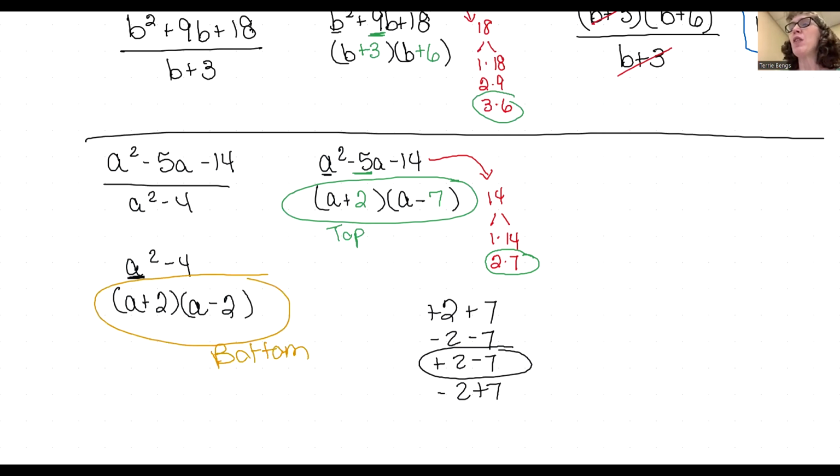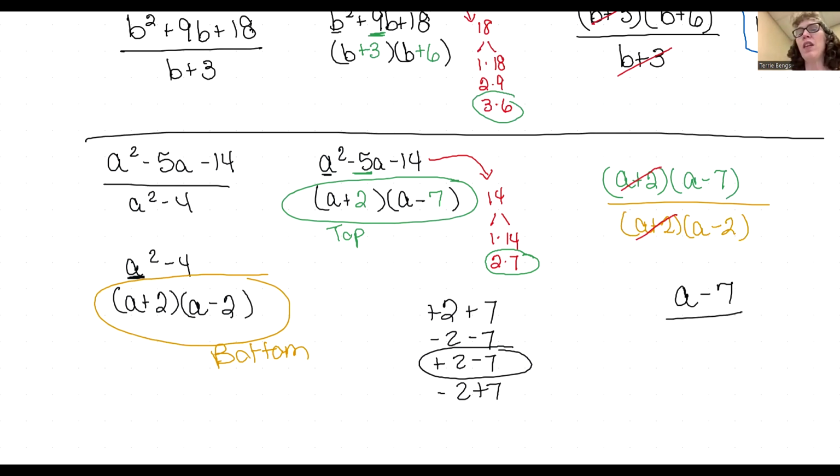So let's take our top over here. We have a plus 2 and a minus 7. And then the bottom of our equation was a plus 2 and a minus 2. Now, we're going to look at the top and bottom. Is there anything that we can cancel out that are the exact same? Yes, we have an a plus 2 and an a plus 2. So we're going to cancel those out. And what are we left with? We're left with a minus 7 over a minus 2. And that is our final answer. That's as far as we can factor down and simplify down.